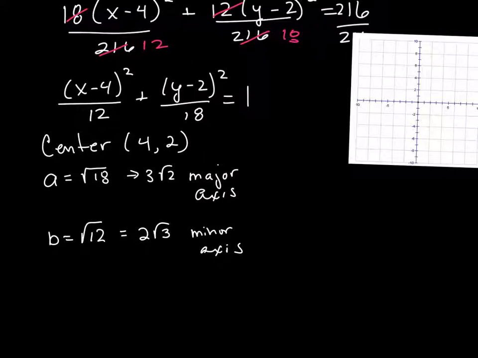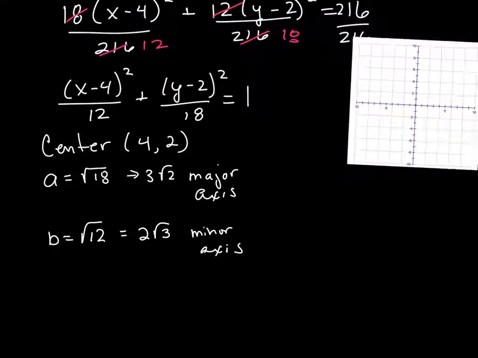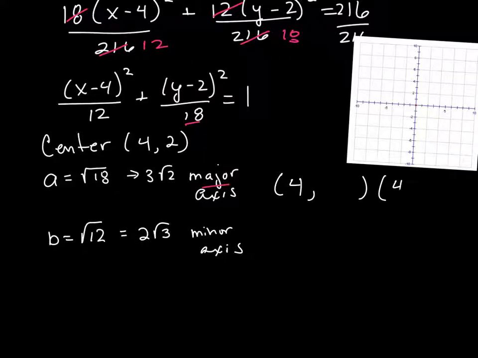Now, what I'm looking at here, because I know that a is my major axis, what I have here is underneath my y value. So the change is on the y. So my center starts at 4, 2. So the x value for both of those will be the same. Now again, the change is on the y. So what happens here is this is going to become 2. One of them will be plus 3 square root of 2, and then the other value will be 2 minus 3 square root of 2.